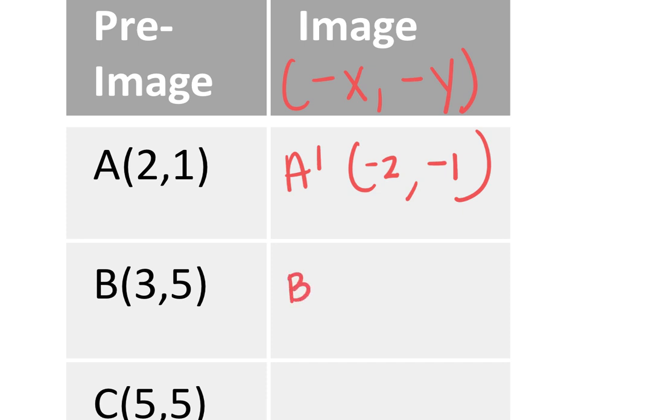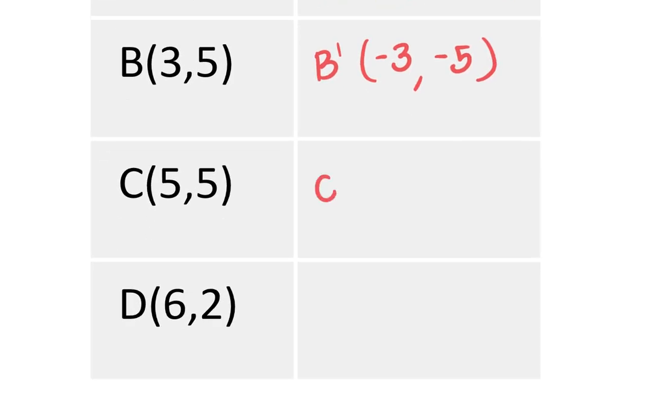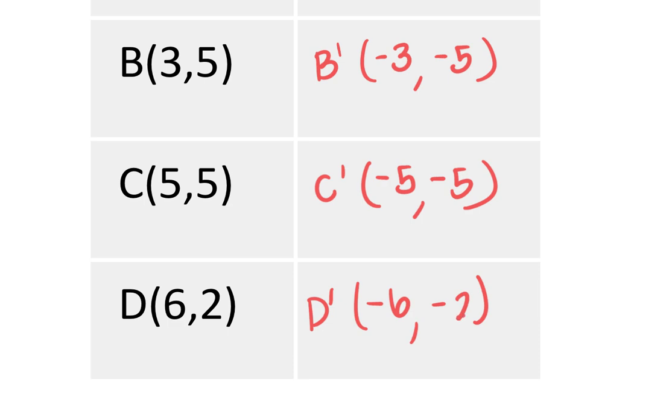So B prime. I see a 3 there. I'm going to leave it there, but I'm going to change the sign. So instead of writing 3, I'll write negative 3. That 5 is negative 5 now. Change the signs only. C prime. 5 goes first, but it should be negative 5. And then negative 5. D prime. 6 and 2 stay in the same position. Let's just change the sign. Negative 6, negative 2.